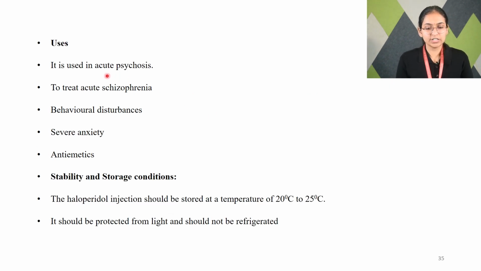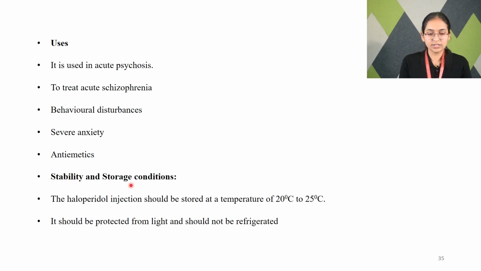Haloperidol is used in the treatment of acute psychosis, in the treatment of schizophrenia, if the patient is suffering from behavioral disturbances or severe anxiety, and it also has an antiemetic action.